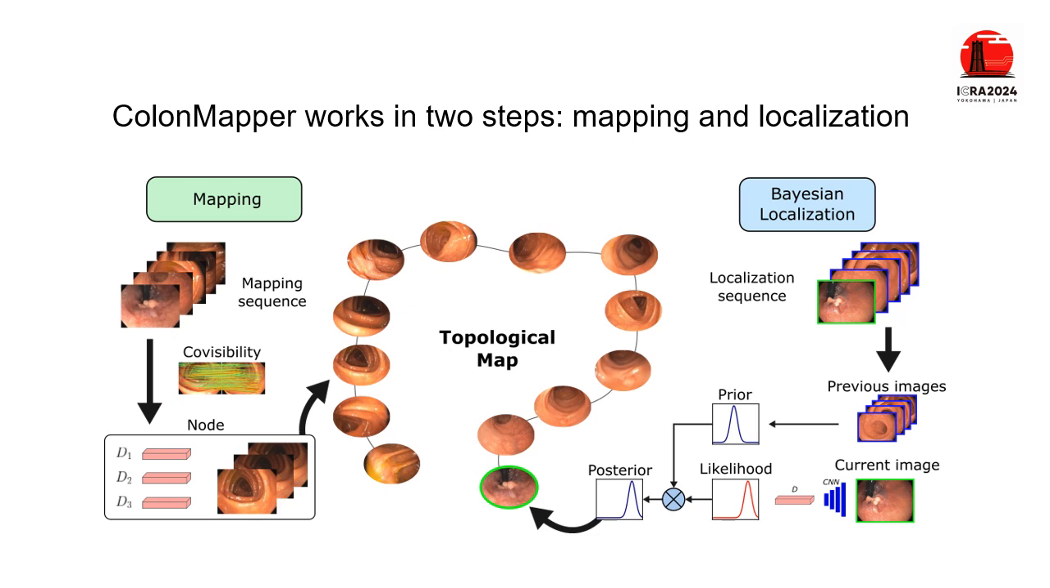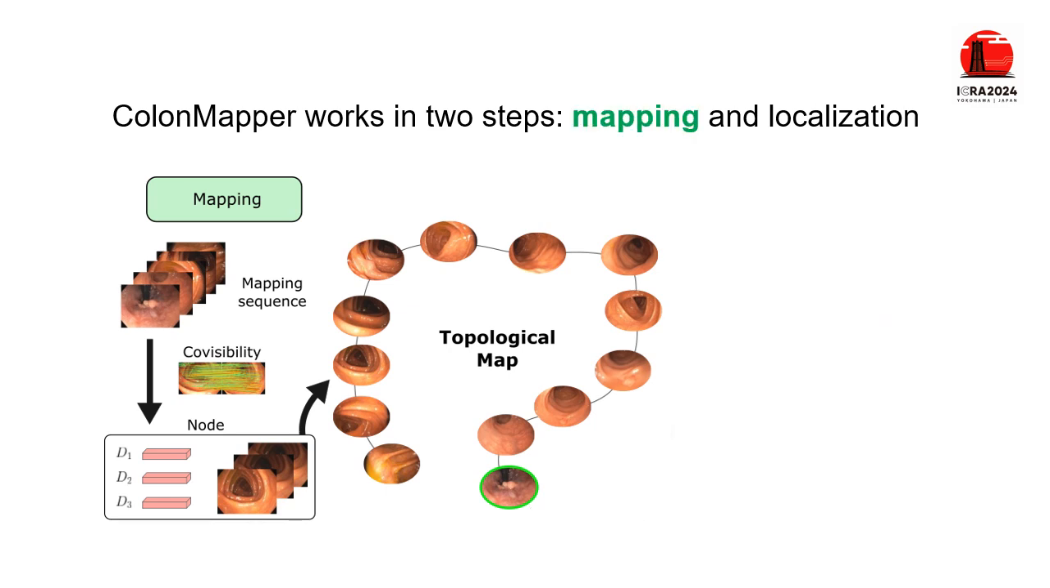ColonMapper operates in two steps. Firstly, it builds a linear topological map from a mapping sequence, aggregating covisible images into nodes. The result is a topological map that will be used later to localize another sequence of the same patient. We localize through Bayesian localization, being able to detect previously visited places, for example, polyps that could not be removed in the first visit. Going more into detail, let's start with the mapping stage.